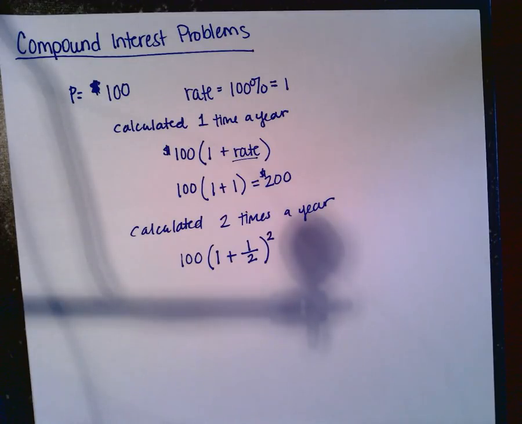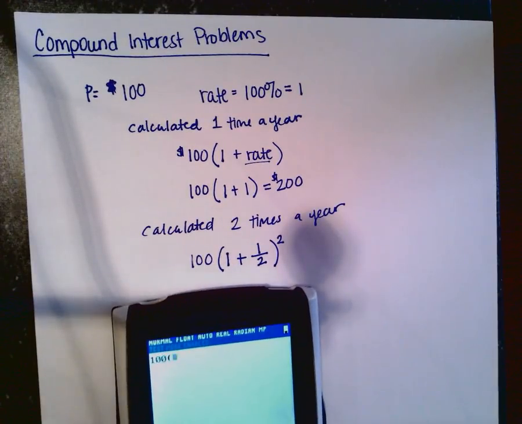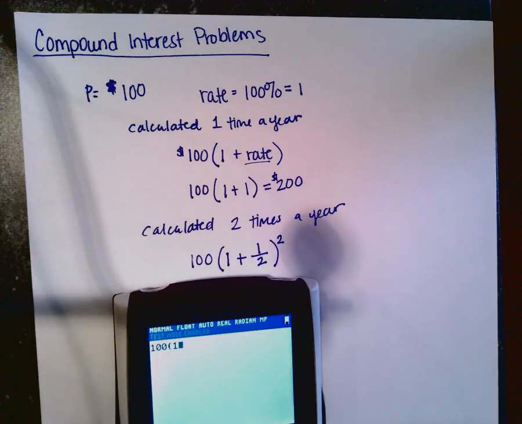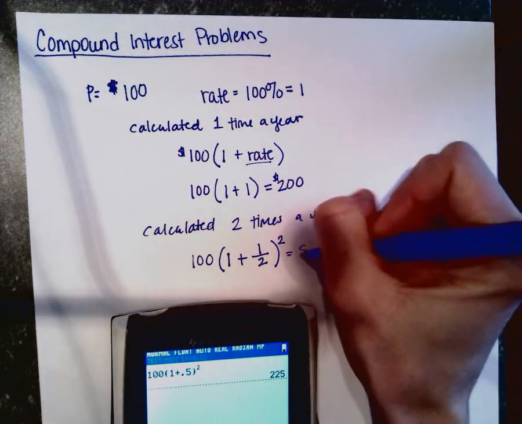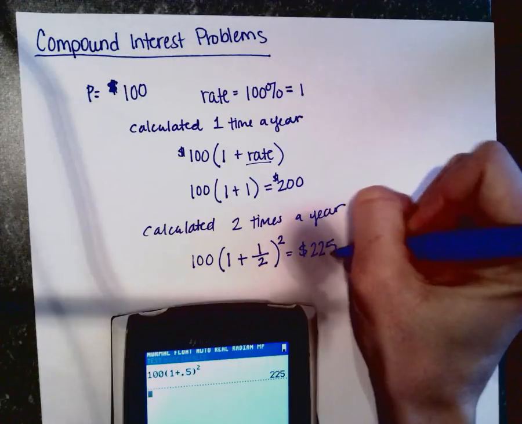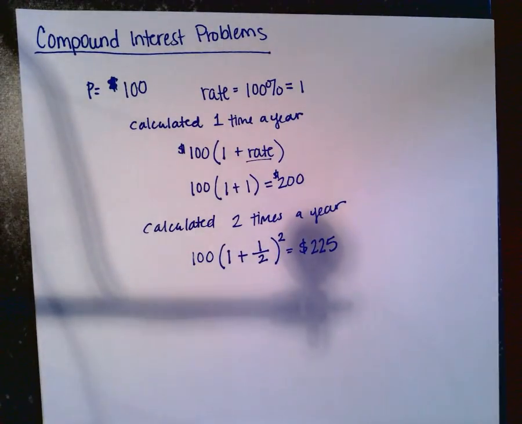If I type this in my calculator, 100 times, in parentheses, exactly like it is, 1 plus 0.5 squared, I get $225. So I'm going to earn more in interest if they calculate it twice, because in the second half of the year, I have more money that's earning that interest rate.